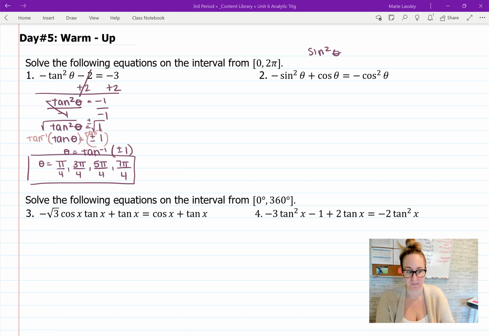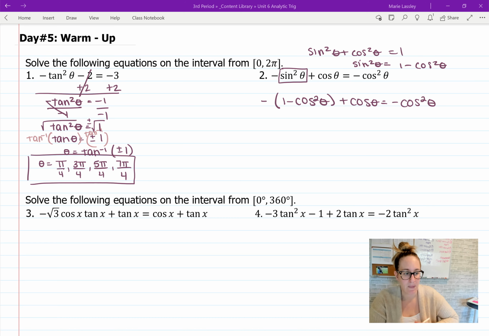I'm going to wait for the writing to catch up because it's taking forever. Okay, so now the writing has kind of caught up.